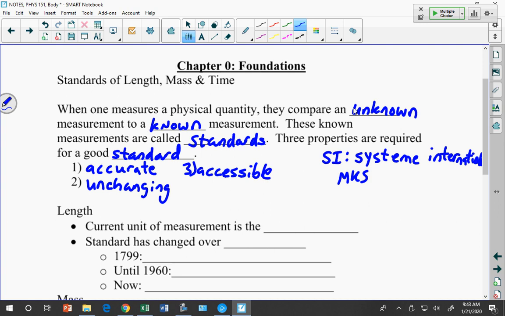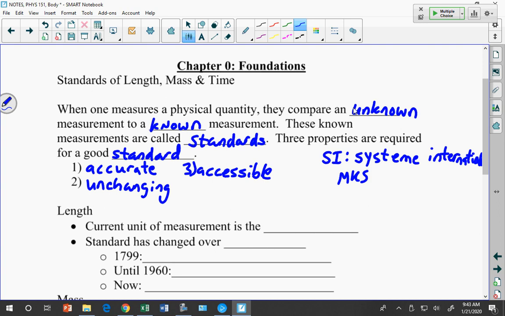Later, in the latter part of this course, we'll get into electricity, and we'll have to introduce a new measurement for charge. And then later, when we get into light, we'll introduce a measurement for intensity. So that's how we measure the intensity of light. But right now, length, mass, and time. What do you think M, K, and S stand for? If we're talking about length, mass, and time, what does M, K, and S stand for?